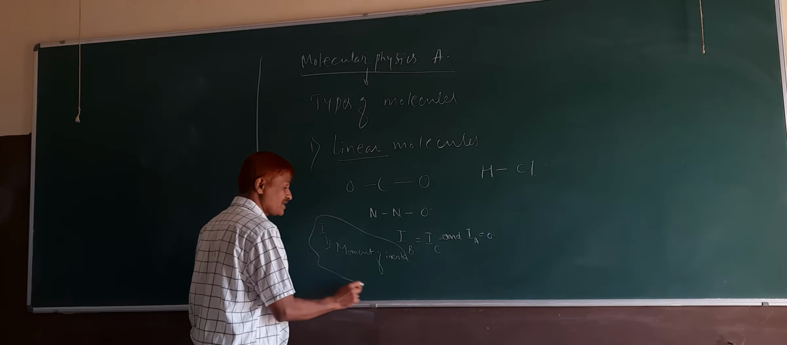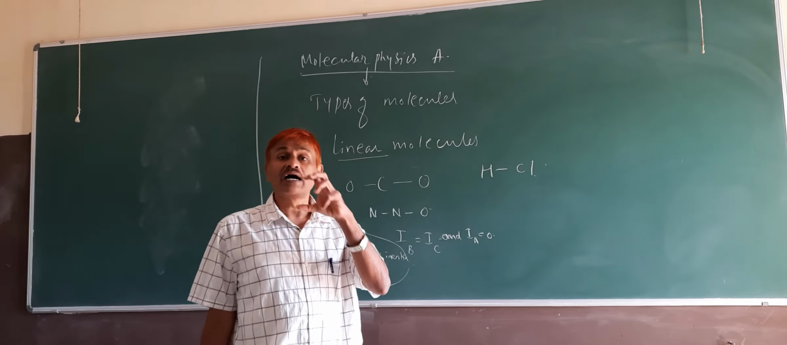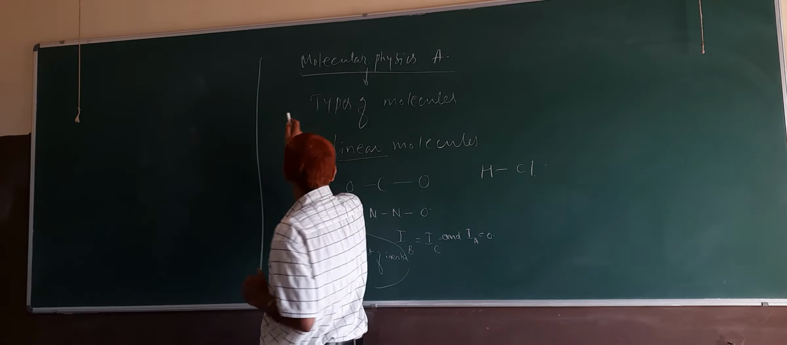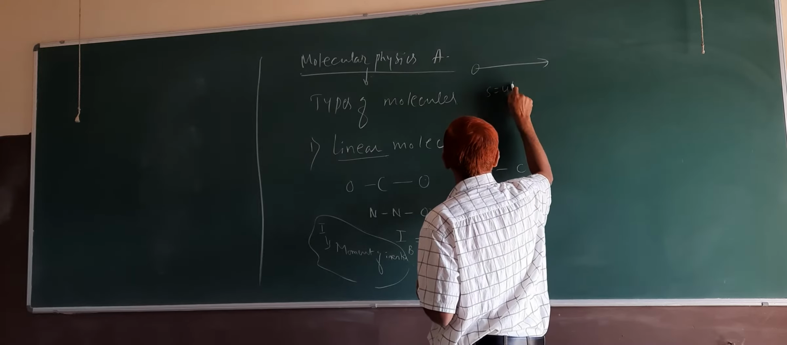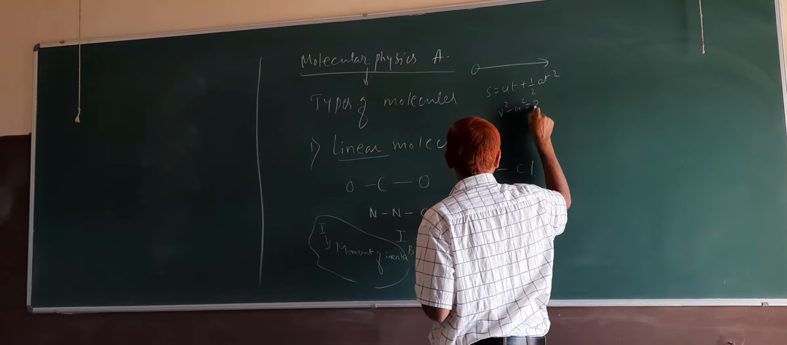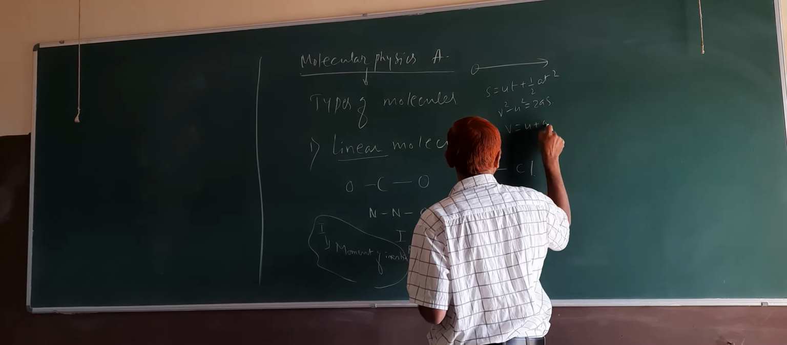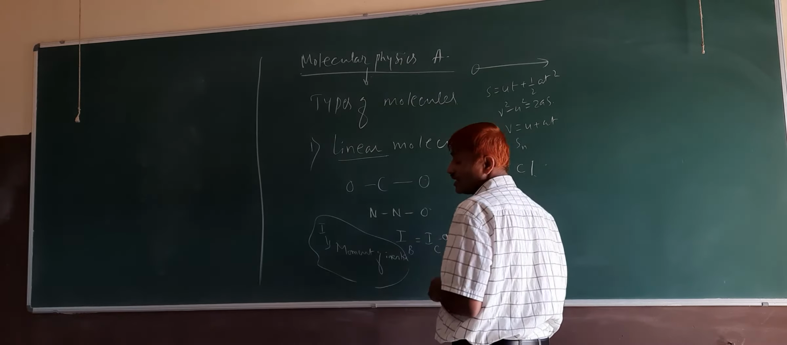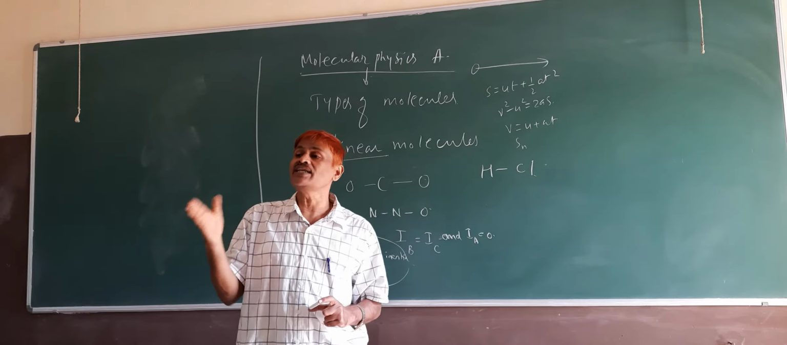What is moment of inertia? For a linear molecule, there are two types of motion. One we take linear motion, motion along a straight line. You know all these equations. S is equal to ut plus half at square, v square minus u square is equal to 2as, right? v is equal to u plus at, and then we got the expression for distance covered in nth second. These are equations for linear motion.